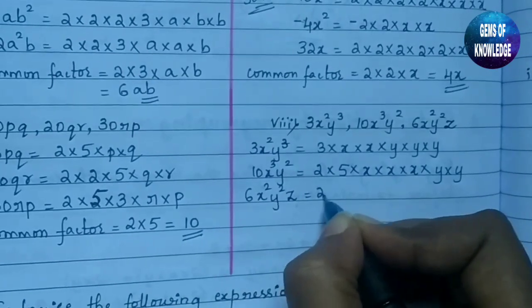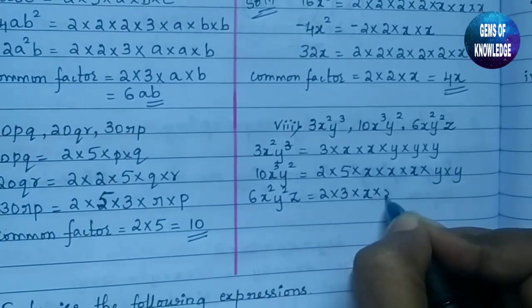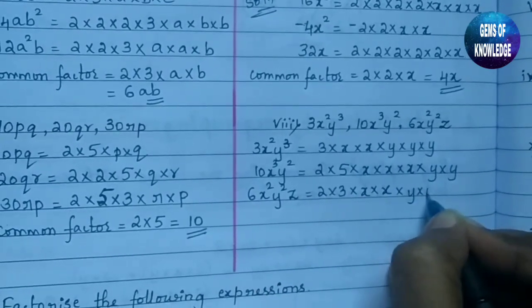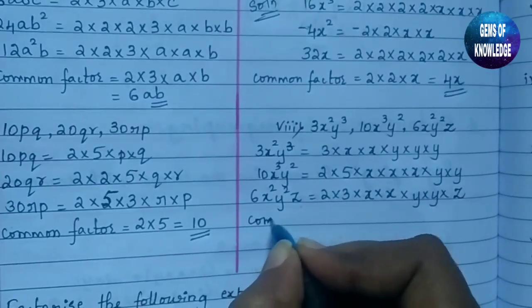6 can be written as 2 3s are 6. Into x is 2 times, x into x. Into y is again 2 times. Okay. Then z is given. So what will be the common factor over here?